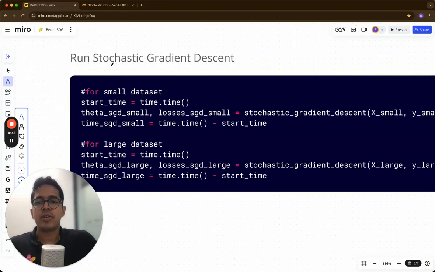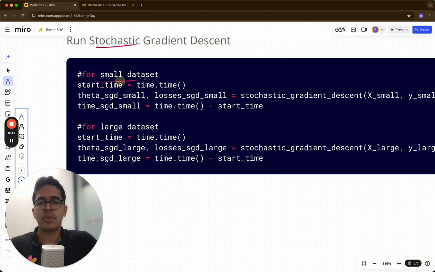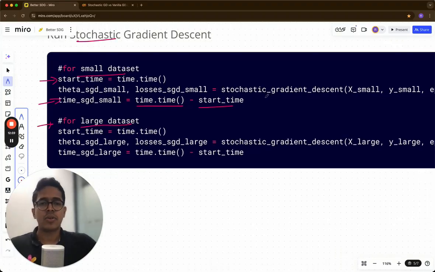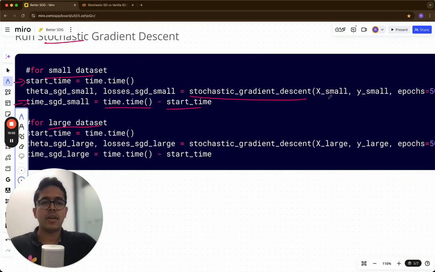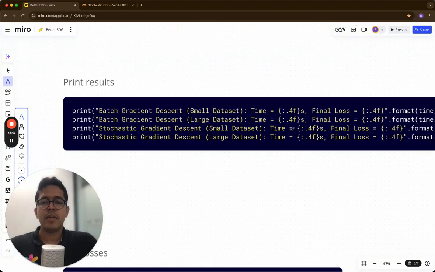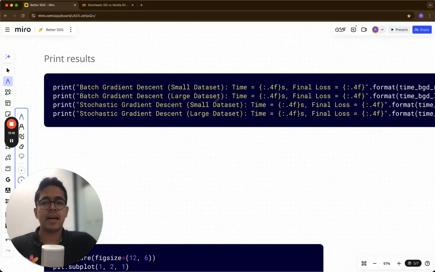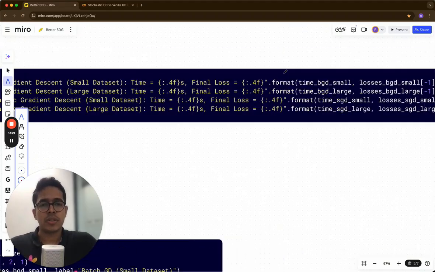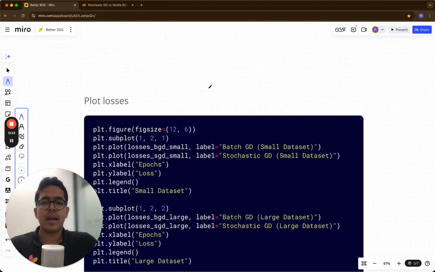Then we also have a similar thing for stochastic gradient descent, for the small data set and large data set. We will first note down the initial time, then the difference will be the time after finishing the run minus the starting time. We will do that for the large data set also. The stochastic gradient descent function is called with the small x input and corresponding y values, and also the large input and corresponding y values. And then finally we will be printing the time it took for the small data set and large data set for both batch and stochastic gradient descent, and we will also be printing the final losses. Okay, and that is this line of code.